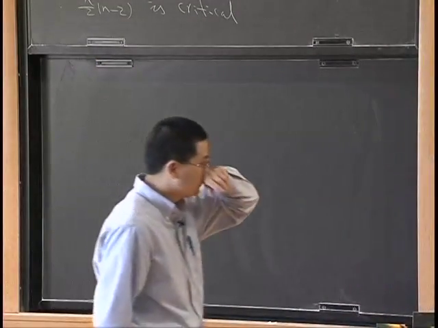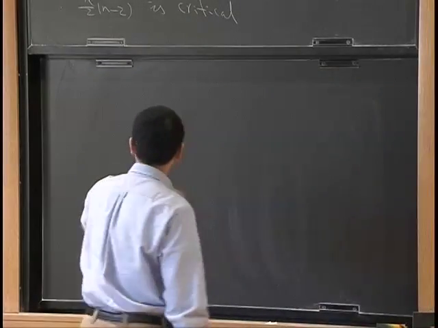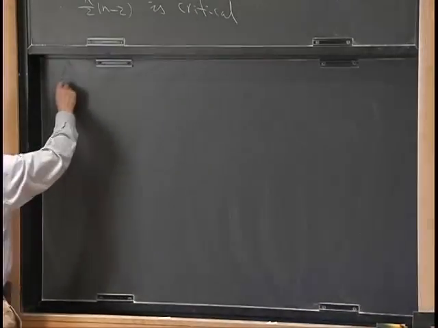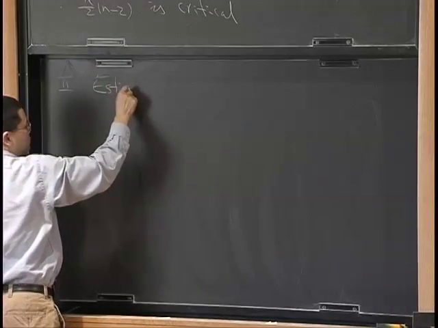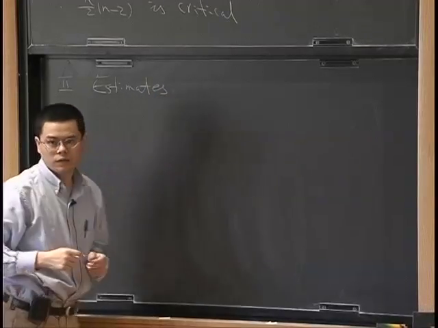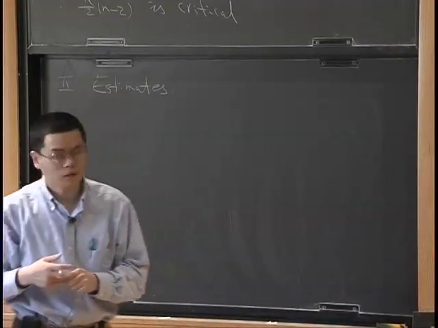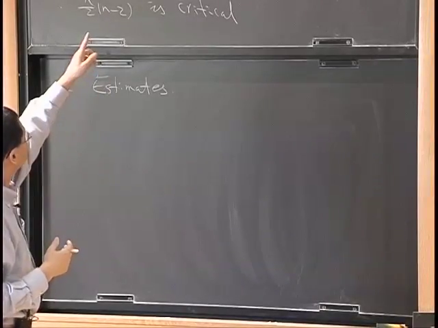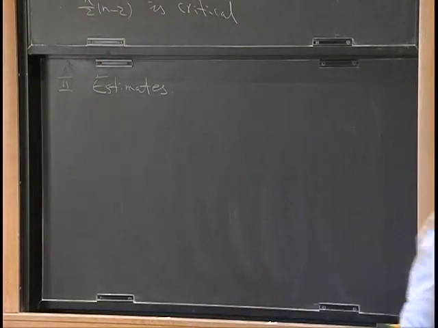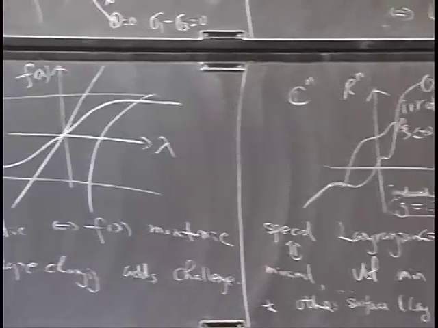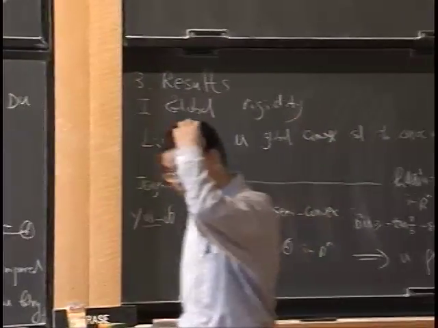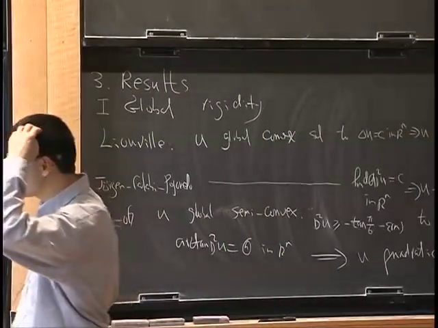Okay, so the next part of the result is the estimate. You mean the first one? Oh, you mean the second one? Yeah, so that's the beauty of it. Yes, you do not need anything. It's just when the phase is large enough. You don't need any convexity or semi-convexity. Apparently, U is not convex.